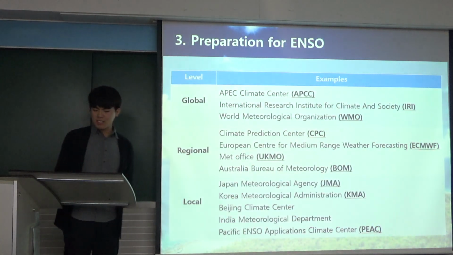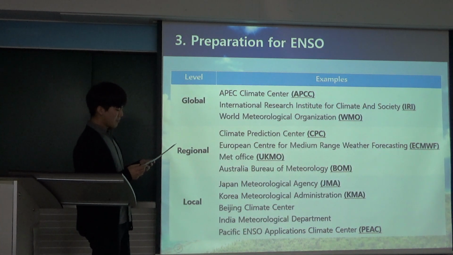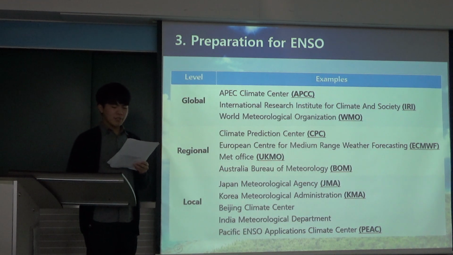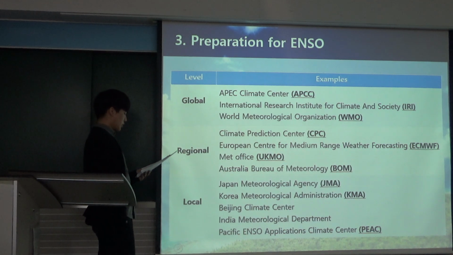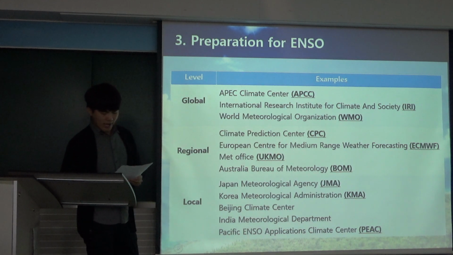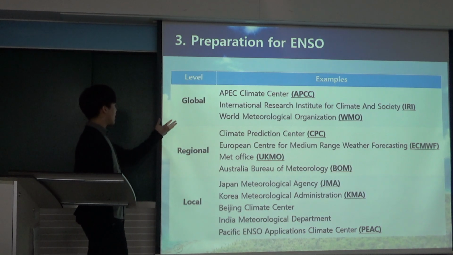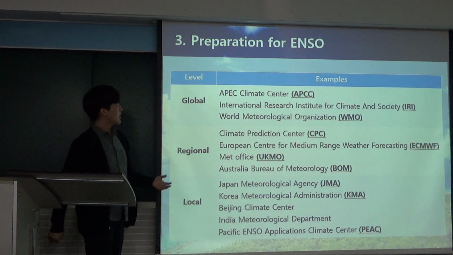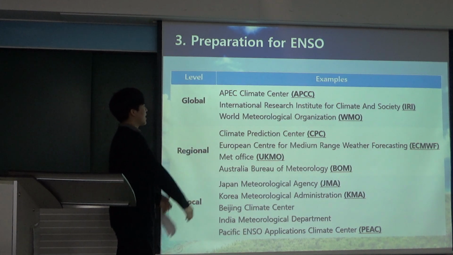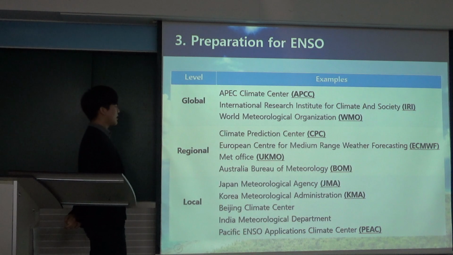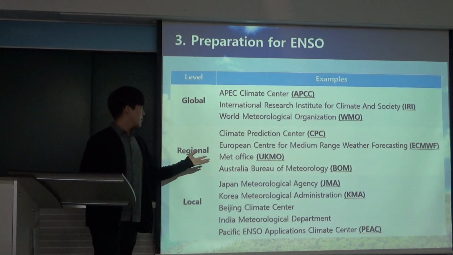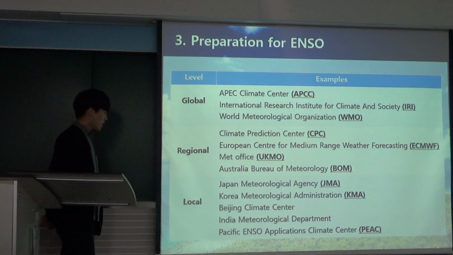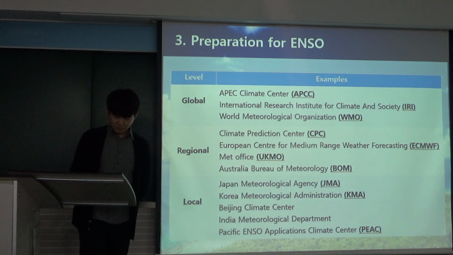Of course, it is not possible to completely prevent the economic damage by El Nino, but to minimize it, many countries have established institutions with systems to observe and predict El Nino. As we can see in the table, there are three levels of institutions: global, regional, and local. The well-known institutions at each level are, globally, the APEC Climate Center (APCC); regionally, the European Center for Medium-Range Weather Forecasts; and locally, the Korea Meteorological Administration (KMA).